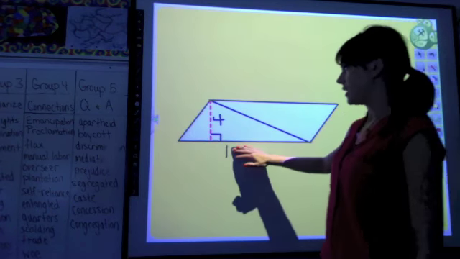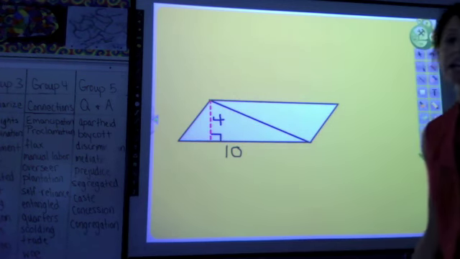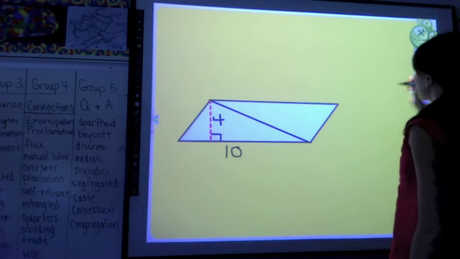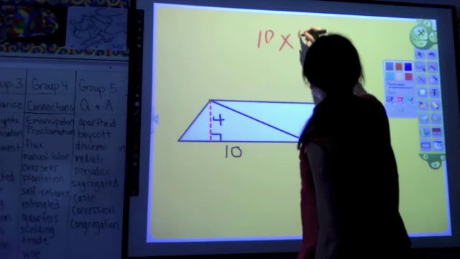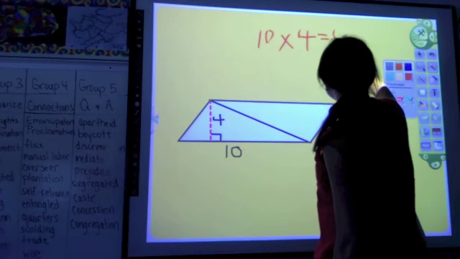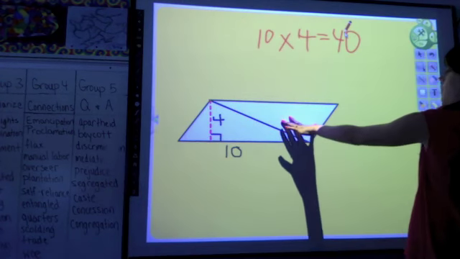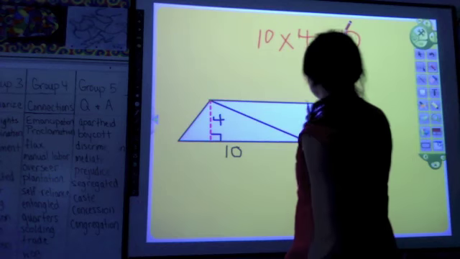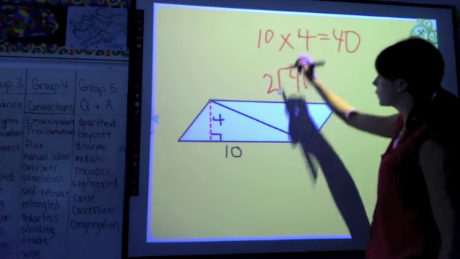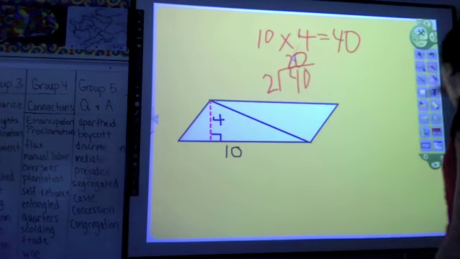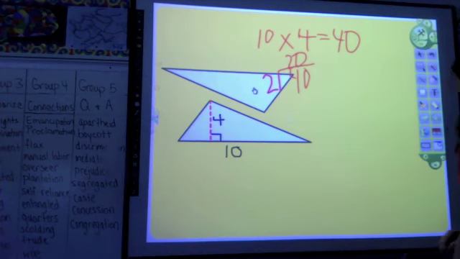If the base of my parallelogram is 10 and the height is 4, to find the area of this shape, I would take 10 times 4. I know that 10 times 4 equals 40. So to find the area of one of these triangles, I would just find half of 40. And I know that 40 divided by 2 equals 20. So the area of one of my triangles is 20.